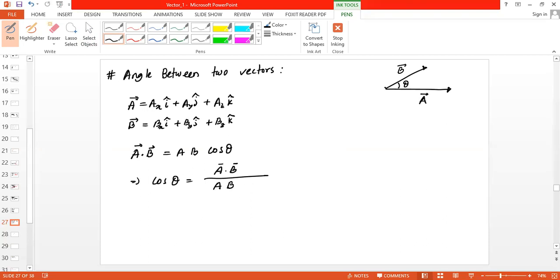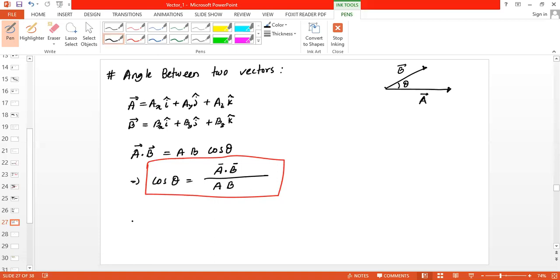By the way, A dot B means what? If this is my A and that is my B, A dot B means ax bx plus ay by plus az bz. You can use this formula actually, and we can simplify this as well. So this is basically the formula to find the value of the angle.